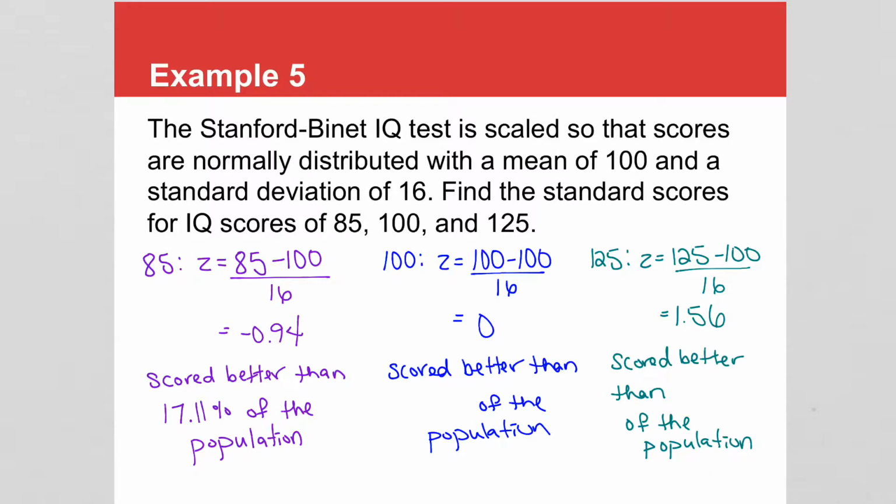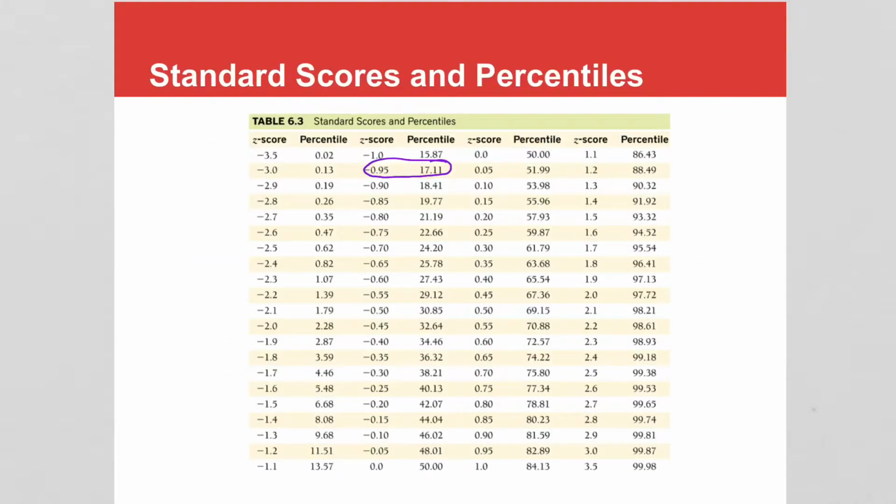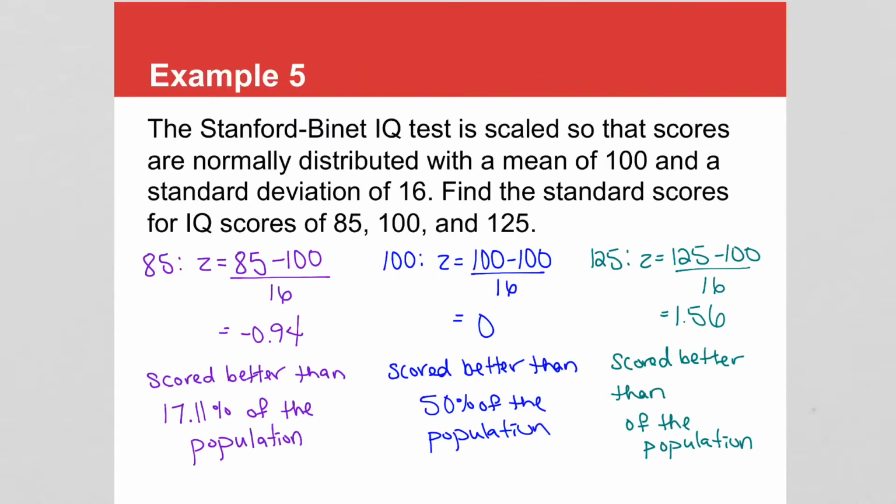If the z-score was 0, it's pretty straightforward. You scored better than half of the population. If the z-score was 1.56, let's look over here. We've got 1.5 or 1.6. Let's look closer to 1.6. So 94.52. If your IQ is 125, then you scored better than 94.5% of the population. You're one of the smartest people on earth.